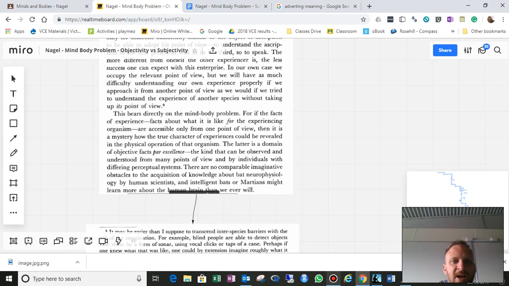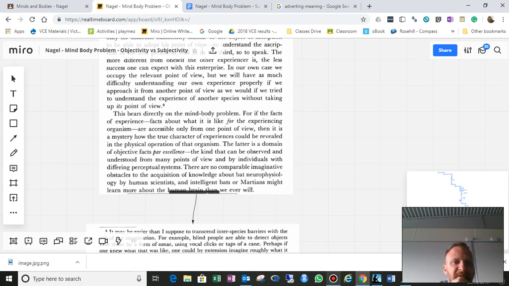So he's saying, and this is really important, this is where it gets to the mind-body problem. The true character of experiences of that organism cannot be completely revealed in explaining the physical operation of the organism, because that involves objective accounts. Take a note. The latter is a domain of objective facts par excellence, in other words, when they're working at their best. The kind that can be observed and understood from many points of view and by individuals from different perceptual systems.